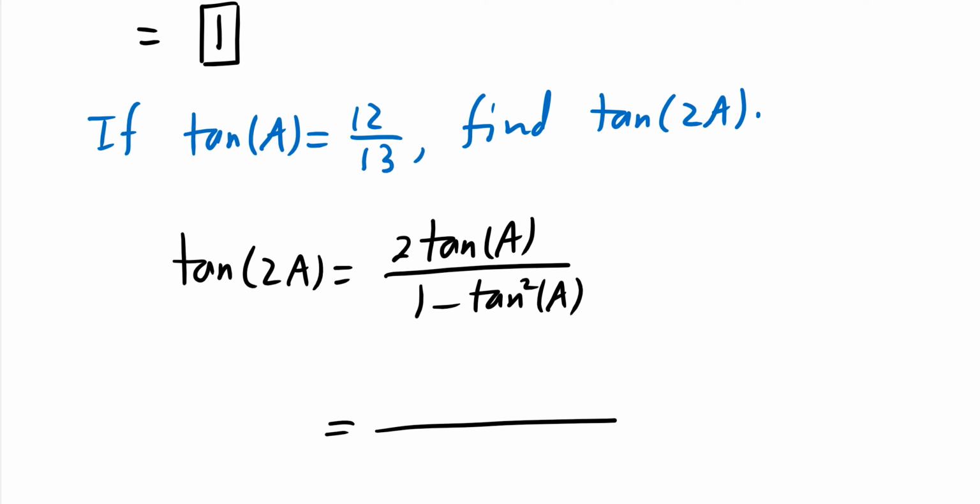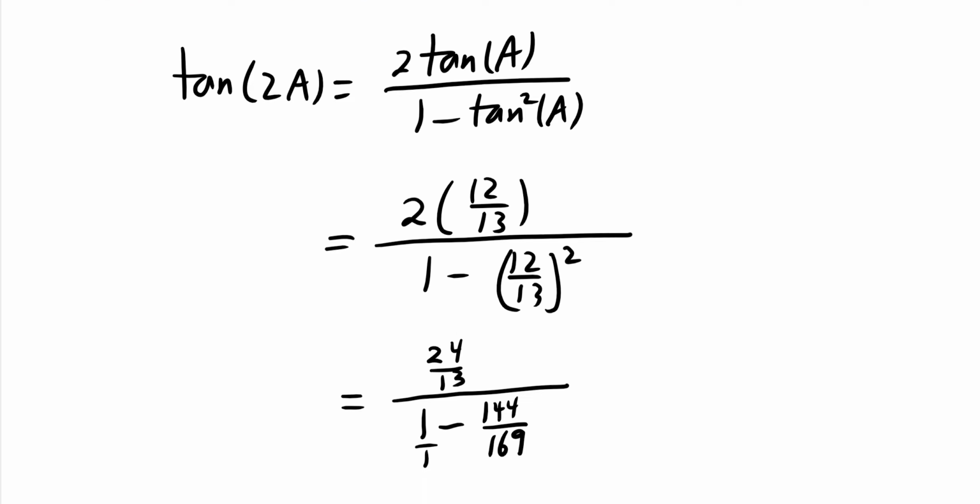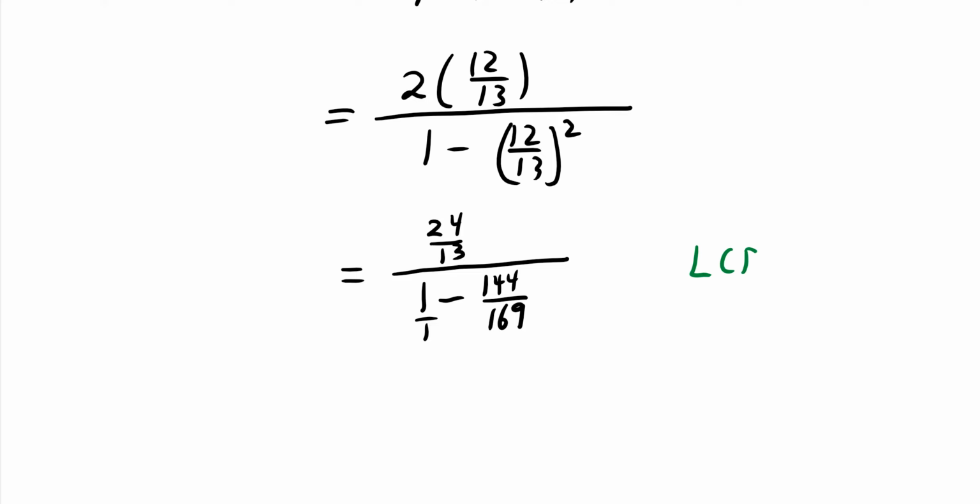Now, 2 times tangent, which is given as 12 over 13, over 1 minus (12 over 13) squared. And let's see what we get. We get 24 over 13 over 1 minus 144 over 169. The LCD for those, because it's a complex fraction, is 169. So you can multiply 13 by 13 if you like, 169.